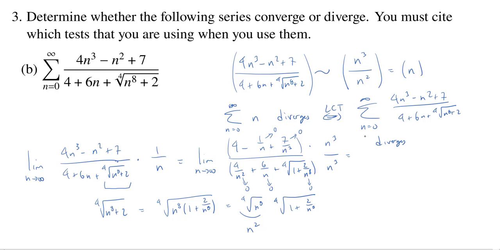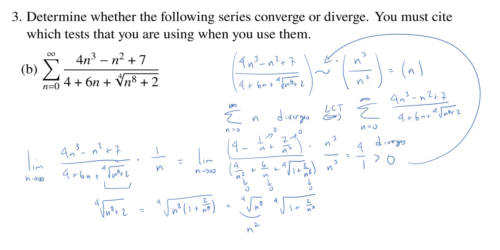Okay, again, the n cubes canceled. And so my limit is 4 over 1, which is certainly some positive constant. Okay, and this implies that those two sequences are asymptotically equivalent. Okay, and so now we're justified in using the limit comparison test.